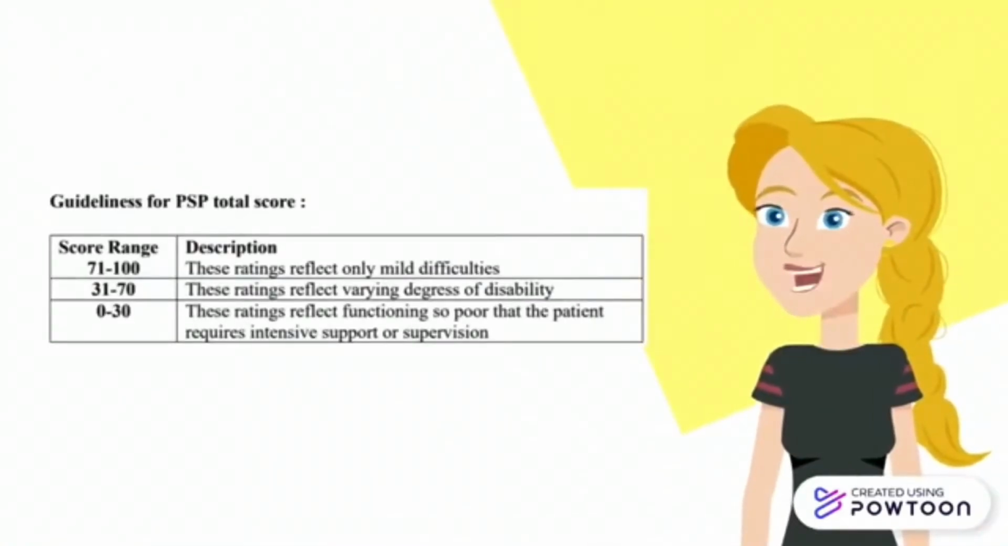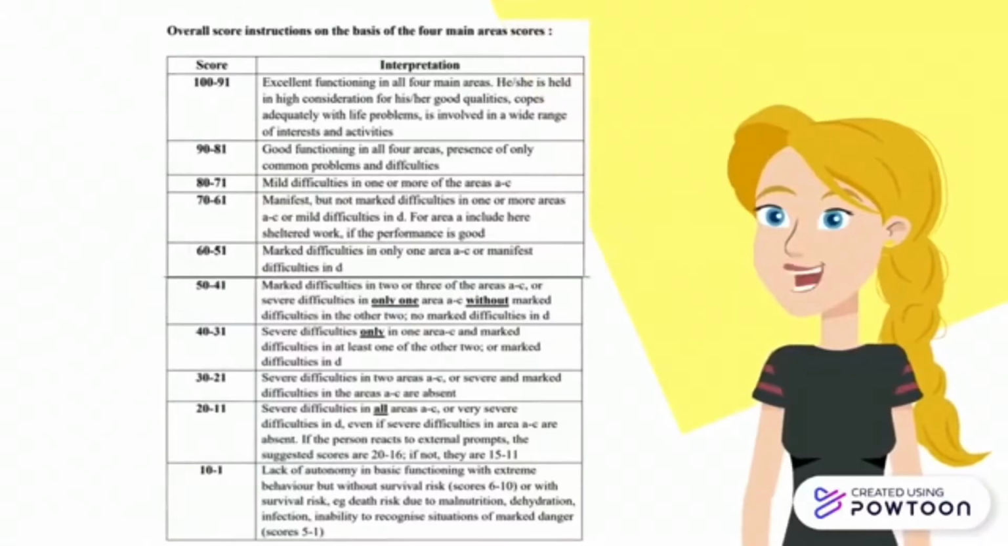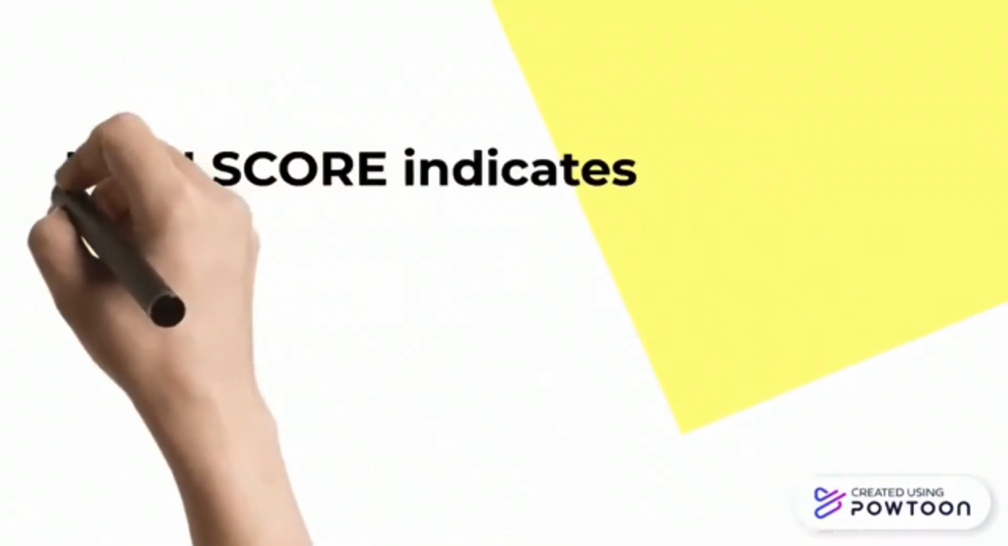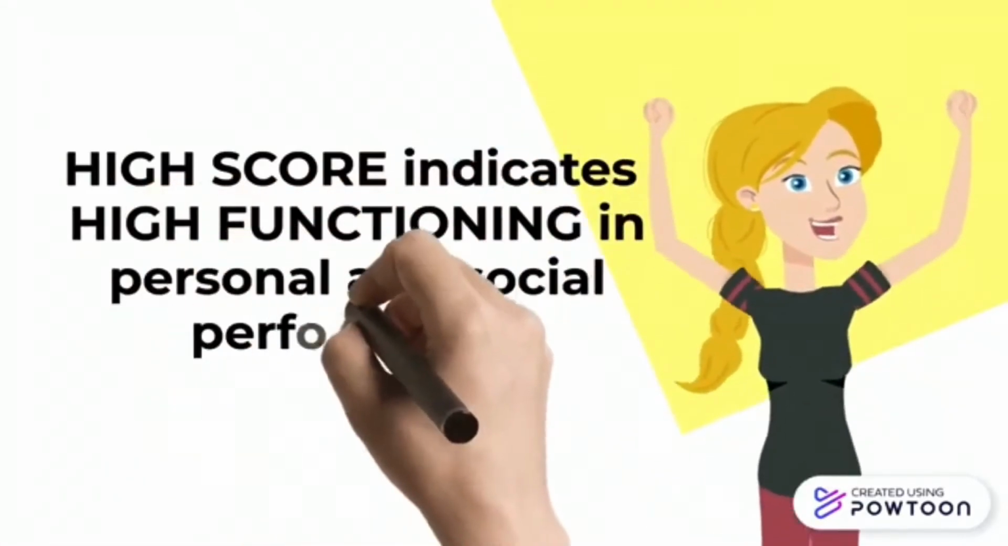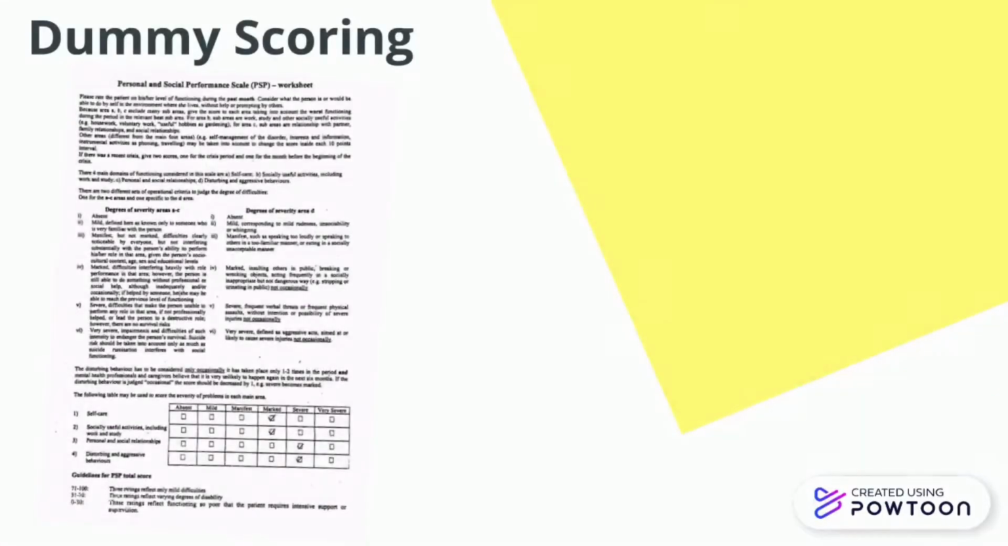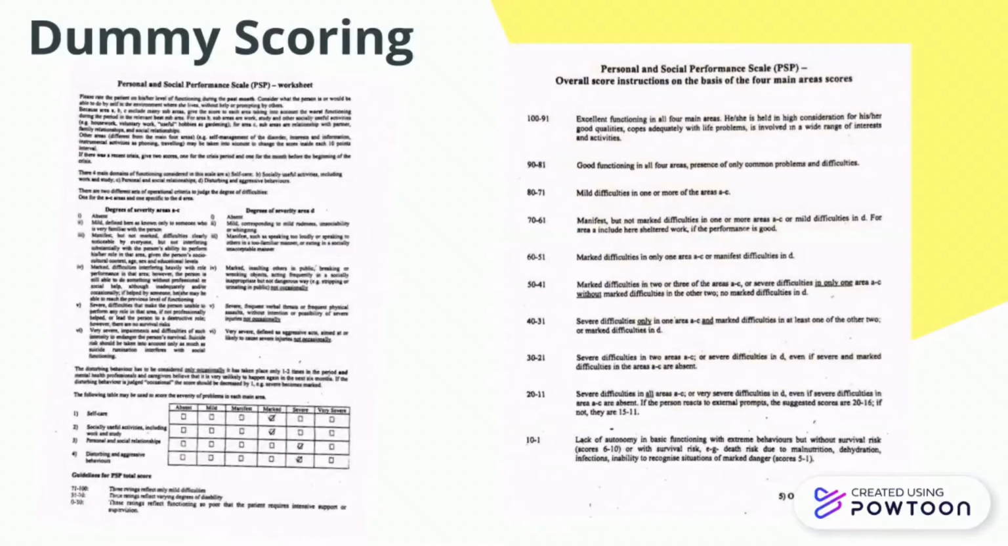So how to score the PSP scale? Here are the guidelines for the PSP total score, and here are the overall score instructions on the basis of the 4 main areas scores. A high score indicates high functioning in personal and social performance of the client. Here is the dummy scoring for this assessment.